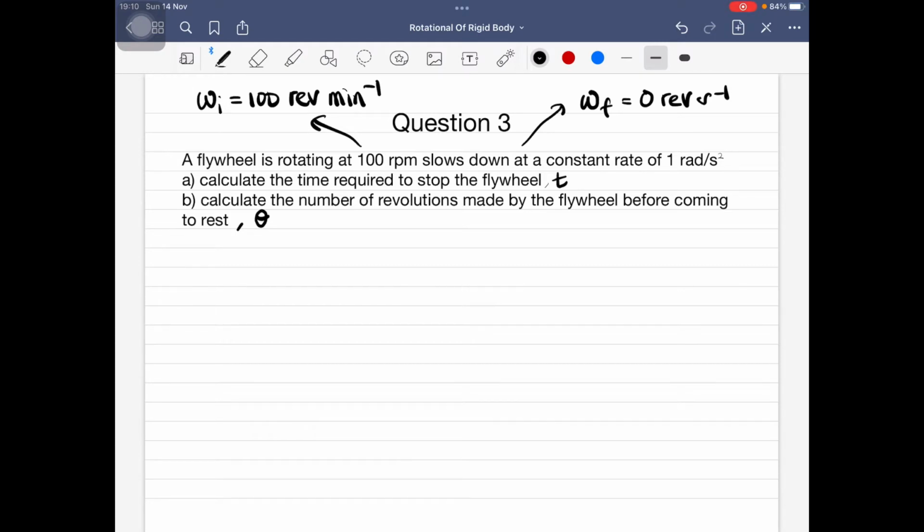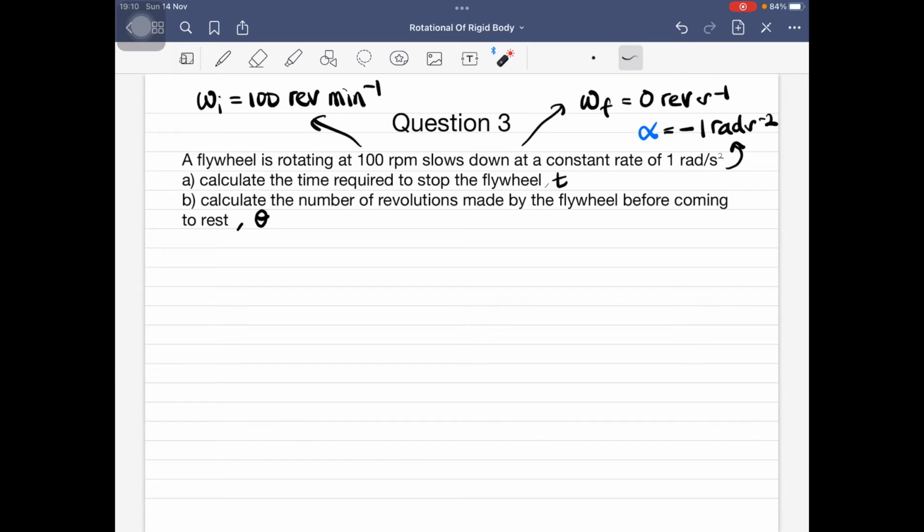And then that constant rate, 1 radian per second square, will be our angular acceleration. It is slowing down, which means the value should be negative: negative 1 radian per second square.